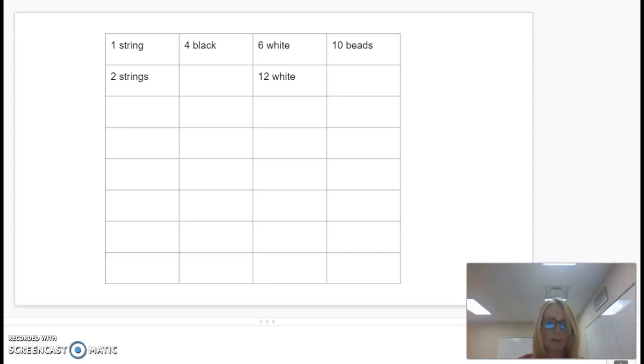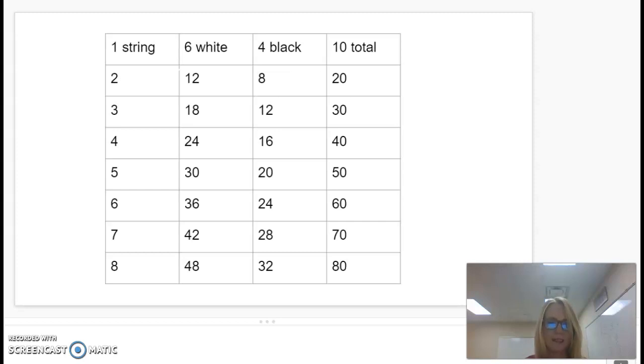With 1 string, he needs 6 black beads, 4 white beads, so 10 total beads. So if Steve needed another string, how would our numbers change? We'd have to double each one, right? So now he would need 12 black beads, 8 white beads, and 20 total. I'm going to continue filling out my ratio table. So here it is completed. Once you have filled this out, you're going to go back to the last slide.